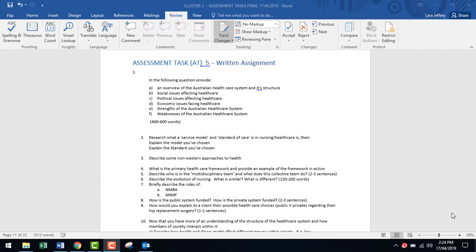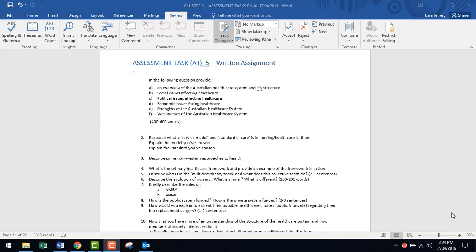So B, social issues affecting healthcare. So you might talk about the various things in society that, for an example of that would be smoking, and the health effects that smoking has. C, we want you to discuss political issues affecting healthcare. So we want you to perhaps look at the 2 major parties, or if you want to look at a minor party, that would be okay, and what their positions are around healthcare.